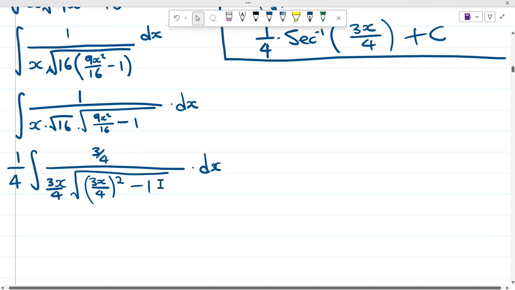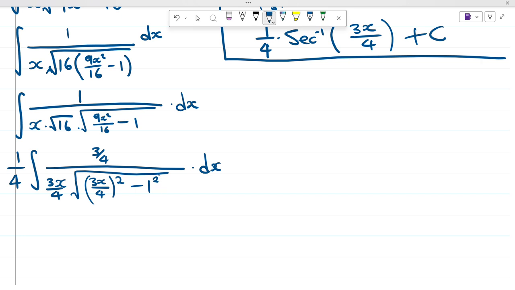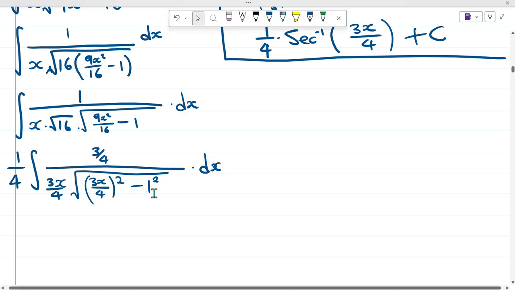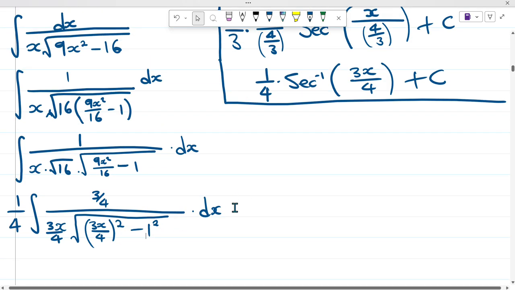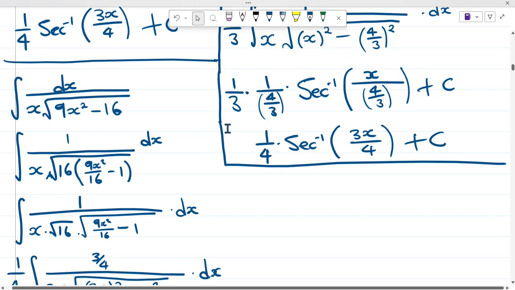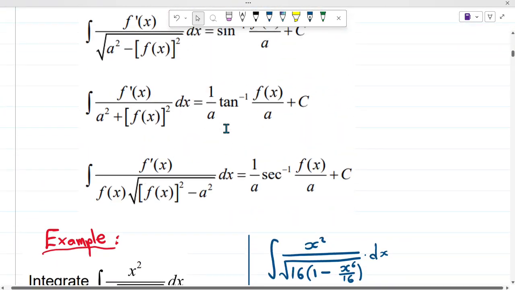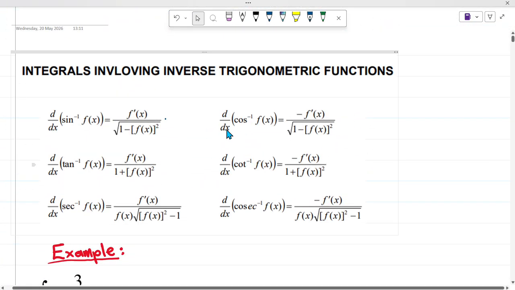So from here, we're now dealing with a case whereby a is equivalent to 1, because 1 is the same as 1 squared. So I can just write 1 squared here, right? Now that a is equivalent to 1, these are the first formulas that I showed you. So let's quickly go up there and I show you what I'm referring to in cases whereby a is equivalent to 1.